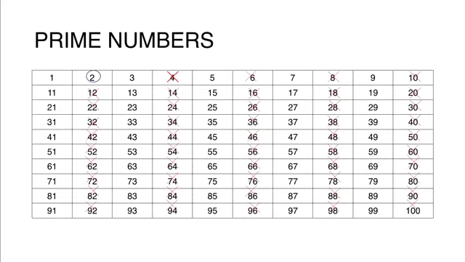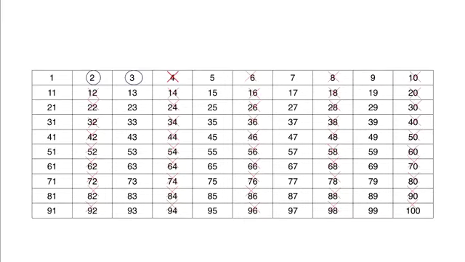This is what your grid should look like now. If not, press the pause button and fix it up before moving on. The next prime number, the next number that has not been crossed out, is 3. Circle the 3 and then cross off all the multiples of 3.